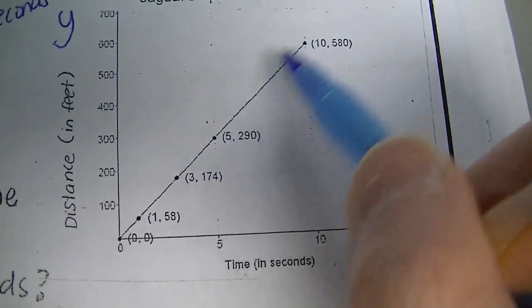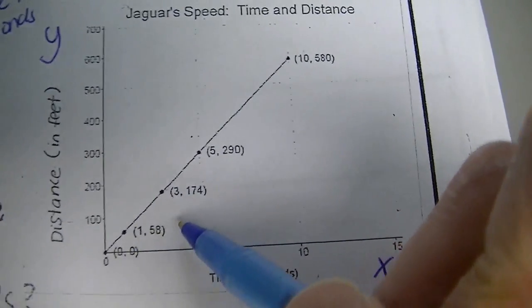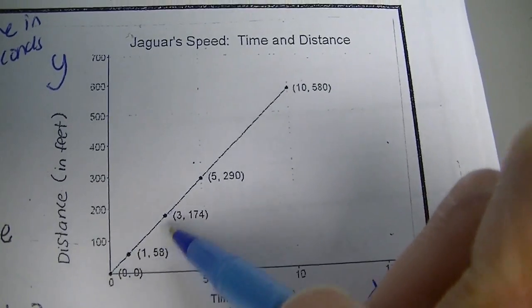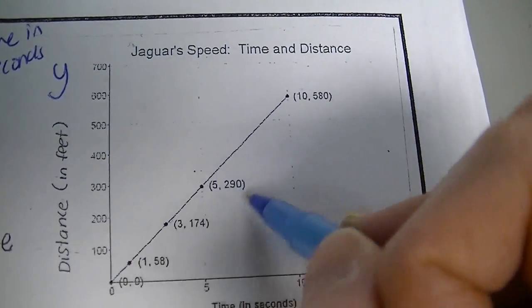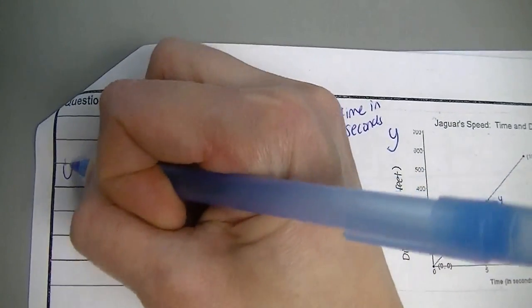Since this is a proportional graph, you could pick any one of those values right here, except 0, 0, to find the unit rate. Right here, I kind of want to pick that one. That would probably be the easiest, but I'm just going to challenge myself a little more. I'm going to pick like this one right here. So that's x, and this is y. Y is 290. That goes on the top.